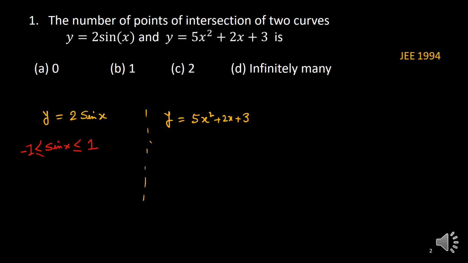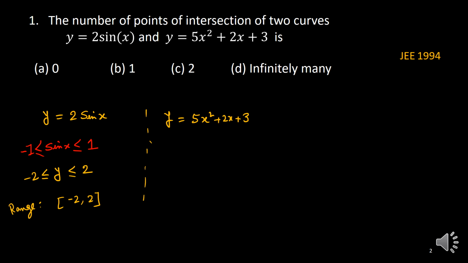So if this is the case, obviously y should be within 2 and -2. Thus the range we may consider within -2 and 2, both included. So it can vary within that, and it is oscillatory in nature, a sine wave. That's fine. Now what about the second one, y equals 5x² + 2x + 3?